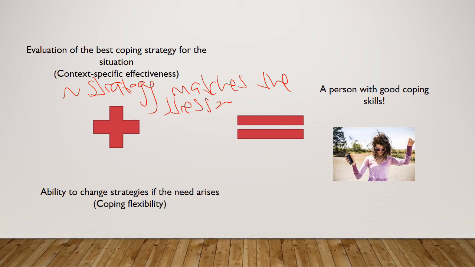So if your strategy doesn't match the stressor very well, i.e. it's not reducing your stress levels, then you need to be able to evaluate the strategy that you're using, and you need to be able to go, okay, well, I need to change it. If you can change the strategy if it's not effective, then that means that you have a high level of coping flexibility. If you just continue with the same strategy, even though it's not really working for you, then that would mean that you have a low level of coping flexibility. So essentially what you want is good context-specific effectiveness and a high level of coping flexibility if need be. And if you have both of those, it means that you have good coping skills.